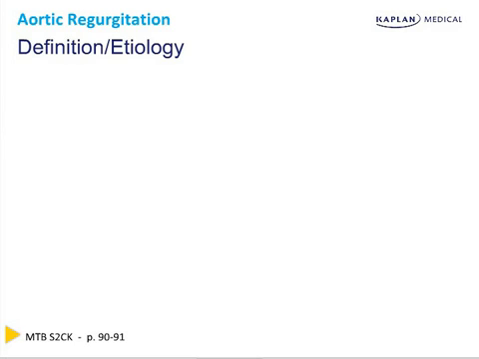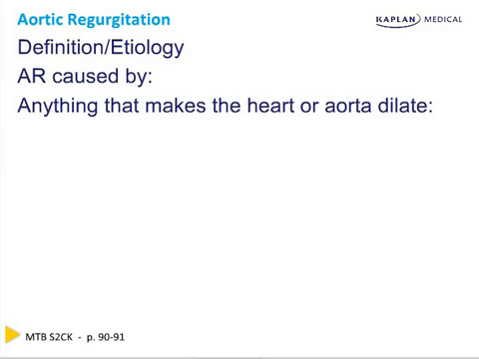Our next valve lesion is aortic regurg. Now, the causes of aortic regurg are very similar to mitral regurgitation, which is infarction or infection, anything that makes the heart or the aorta dilate, anything that kills off part of the heart makes the heart dilate, or hypertension where the heart eventually gets tired and starts to dilate.